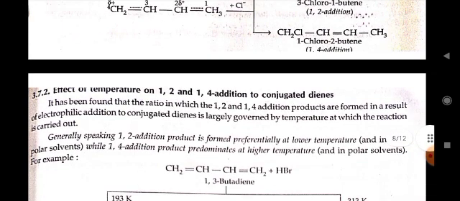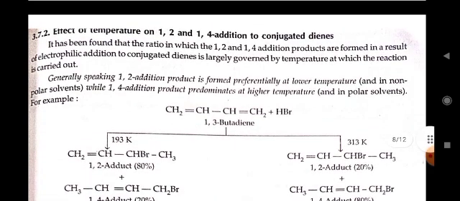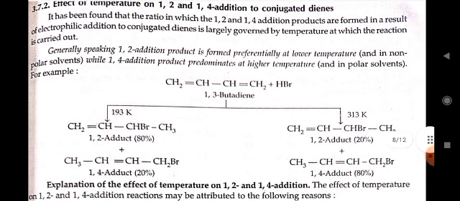Effect of temperature on 1,2 and 1,4 addition to conjugated dienes. It has been found that the ratio in which the 1,2 and 1,4 addition products are formed as a result of electrophilic addition to conjugated dienes is largely governed by the temperature at which the reaction is carried out. Generally speaking, the 1,2 addition product is formed preferentially at lower temperature and in non-polar solvents, while the 1,4 addition product predominates at higher temperature and in polar solvents.